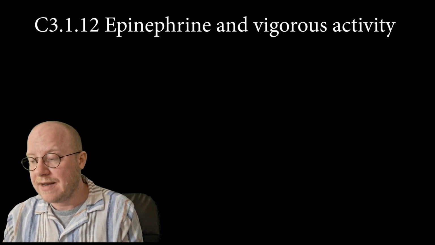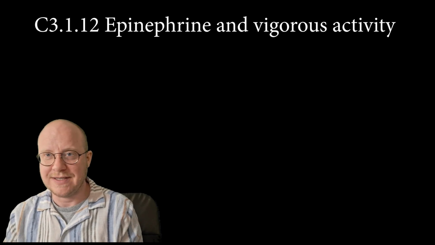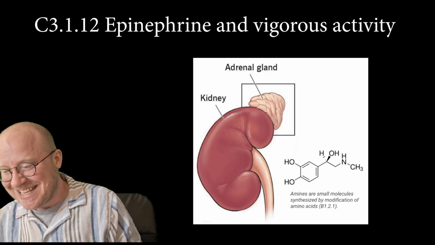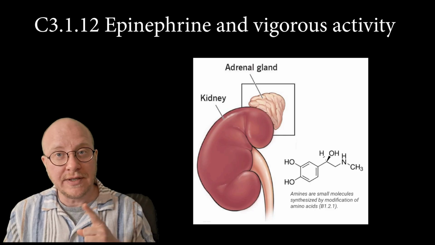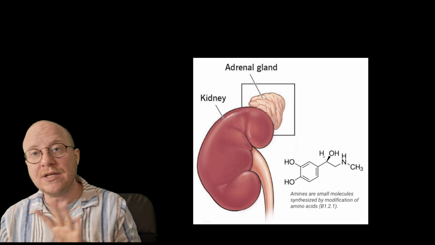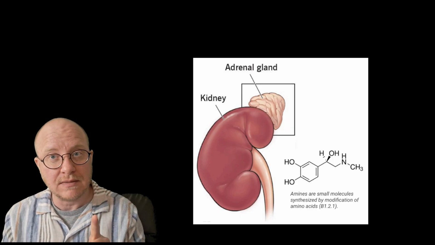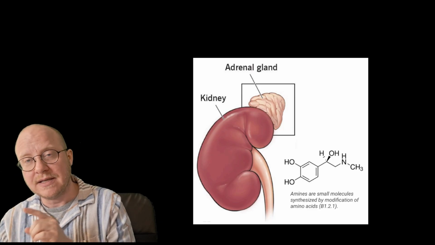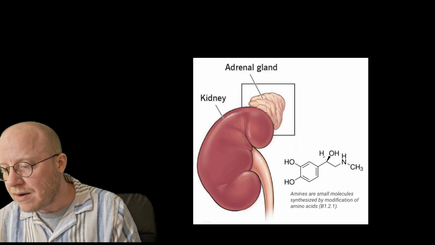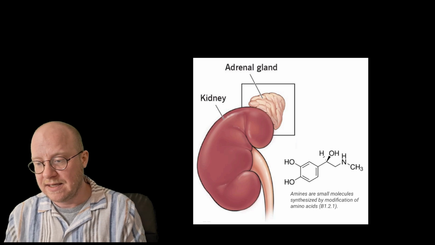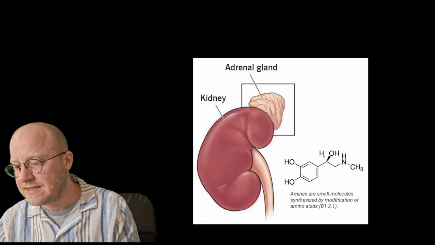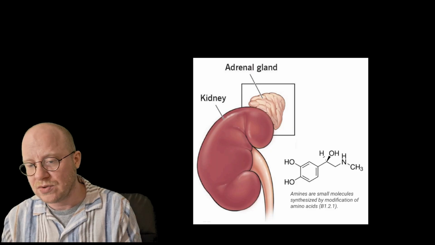C3.1.12, epinephrine and vigorous activity. Vigorous is like fast and furious. Okay. Key understanding: epinephrine, also called adrenaline, secretion by the adrenal glands. So melatonin was secreted by the pineal gland. Epinephrine is secreted by the adrenal gland to prepare the body for vigorous activity. Consider the widespread effects of epinephrine in the body and how these effects facilitate intense muscle contraction.